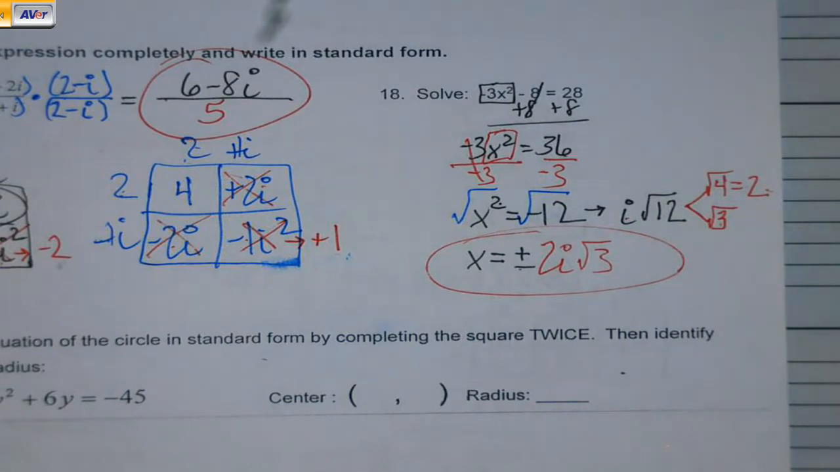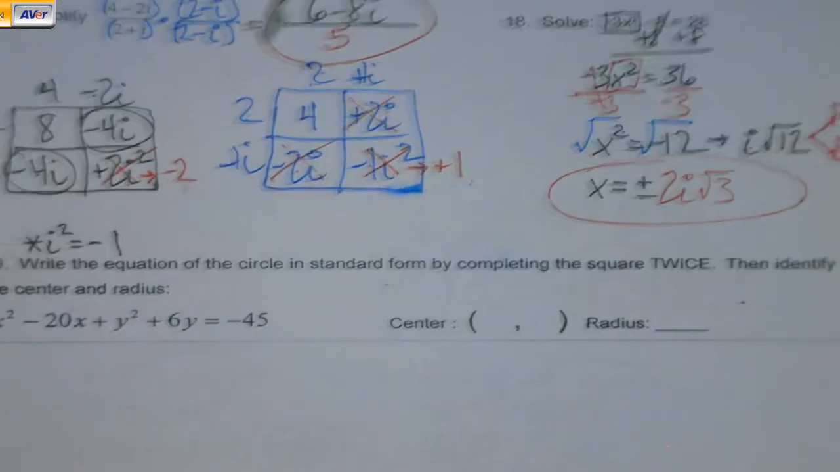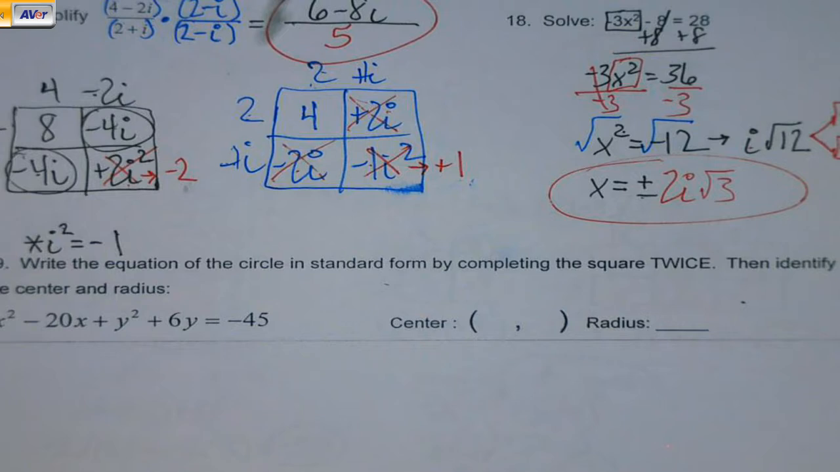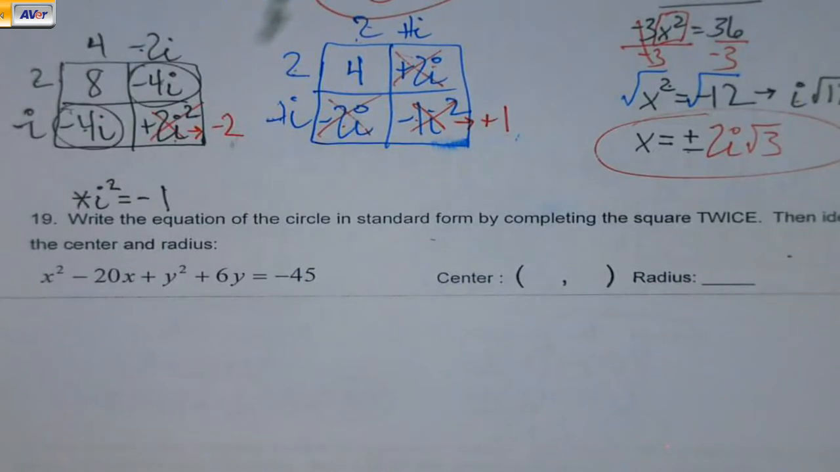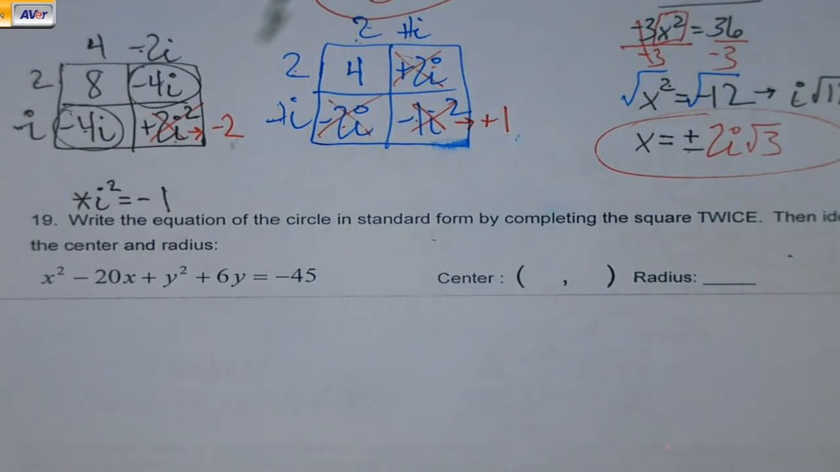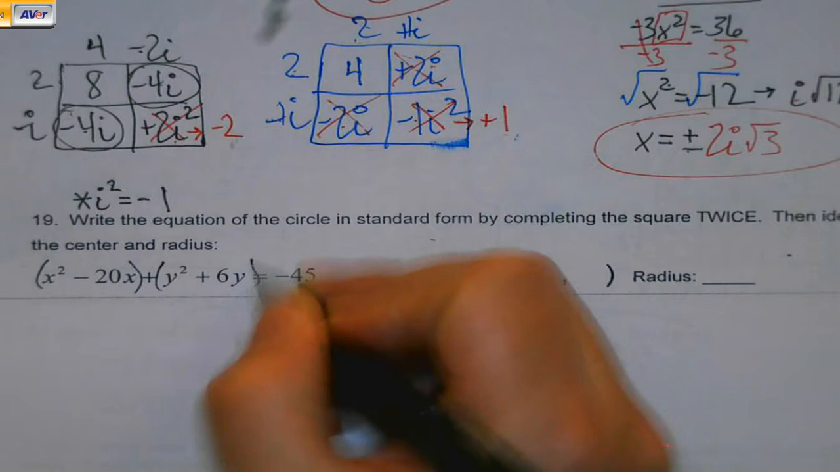And finally, write the equation of the circle in standard form by completing the square twice. And identify the center and radius. You're like, oh dear. This is when you had the flashback to me doing the rap, sing, whatever that craziness was. So remember on these, we're going to group together our x's and y's.